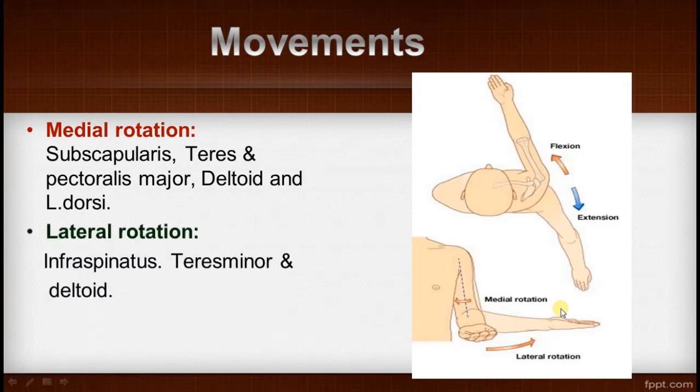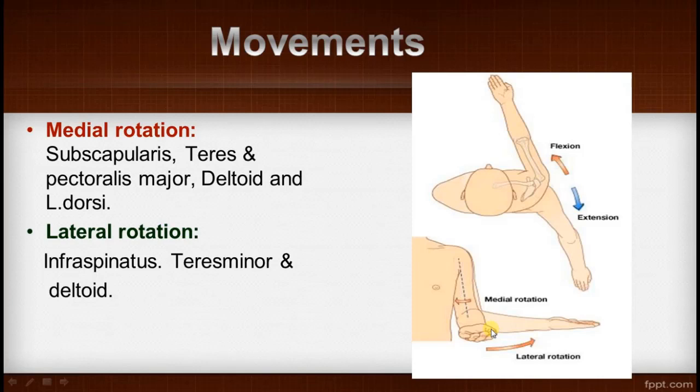Lateral rotation is mainly brought about by the infraspinatus and teres minor, which is attached to the lateral tubercle from behind, and by the posterior fibers of the deltoid. Now look at the picture here, the medial rotation and lateral rotation. If you want to test whether the medial rotation and lateral rotation is taking place effectively, it is best done in a semi-flexed arm.